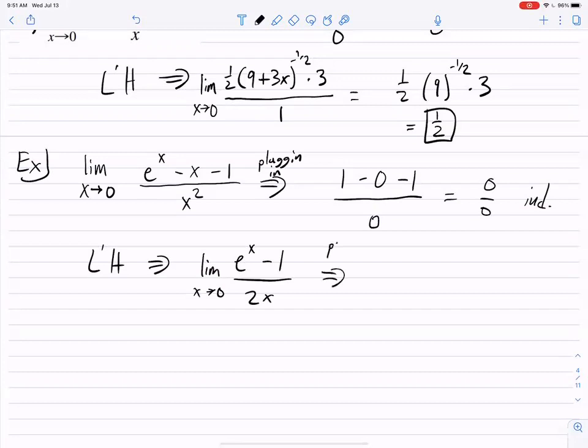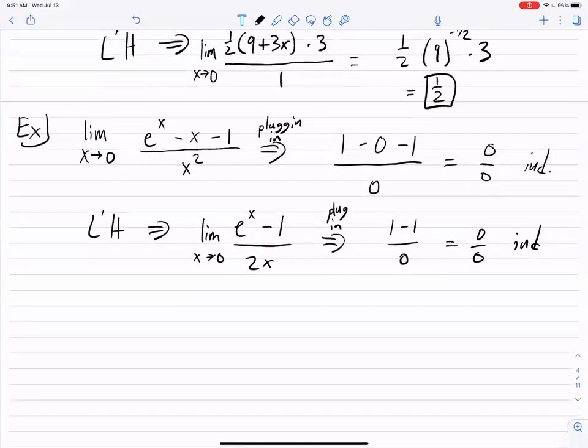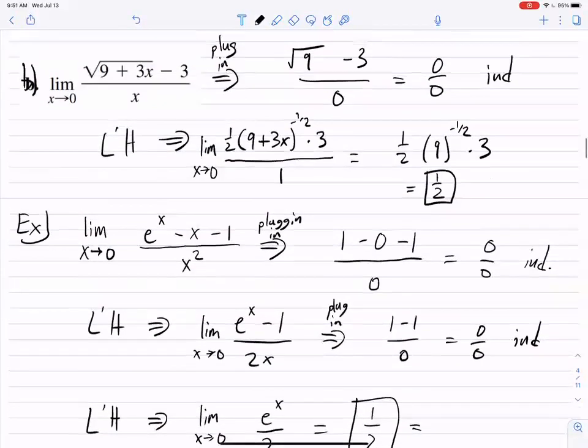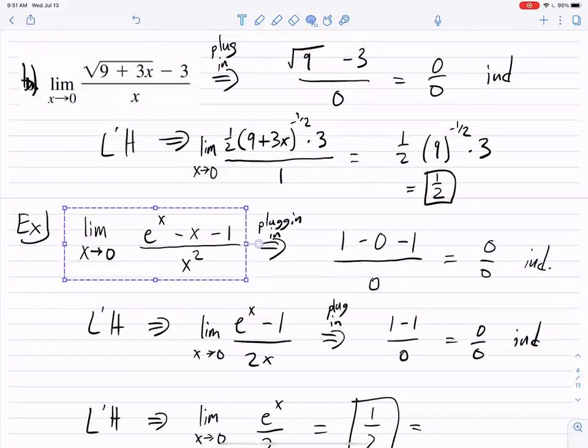But plug in, you get 1 minus 1 over 0, which equals 0 over 0. So it's indeterminate again. And so what we can do is we can take L'Hopital's again. So we can do L'Hopital's rule twice. Whenever you get an indeterminate form, you can just keep doing L'Hopital's rule. And so we take the derivative of the top and bottom again, and this becomes e to the x over 2. And that one we can evaluate, that becomes 1 over 2. And so that is the limit. So that's equal to this guy right here.